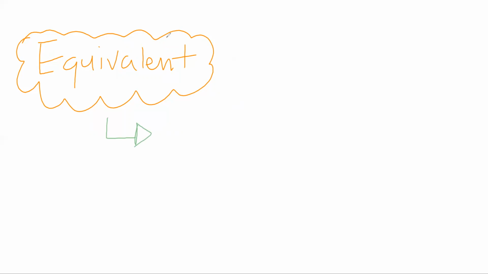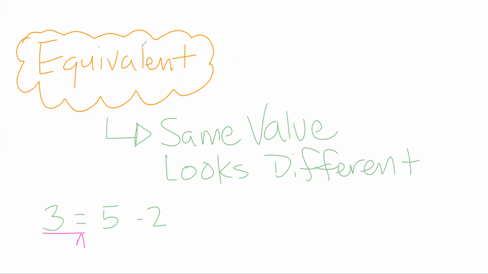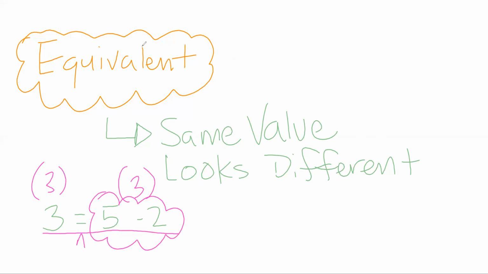So equivalent, right? This concept of something that has the same value, but it looks different. And we see that everywhere. We can see that with whole numbers where 3 is also equal to 5 minus 2. On both sides of the equal sign you have the value of 3, but this side looks different. 5 minus 2 looks different than 3. That's equivalent.